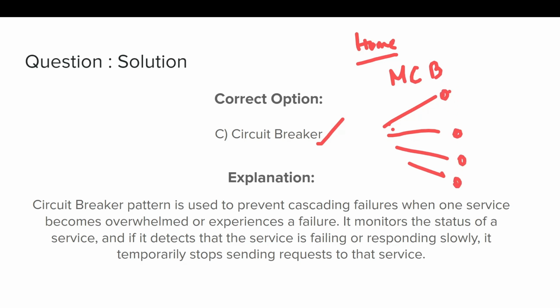Now, whenever it detects that there is some anomaly, like maybe slower response, some error is happening, the response is slow, some resources have exhausted, any of this issue, it is going to trip. It is going to detect that the service is failing or responding slowly, and then automatically the load balancer will stop sending requests to that particular service.